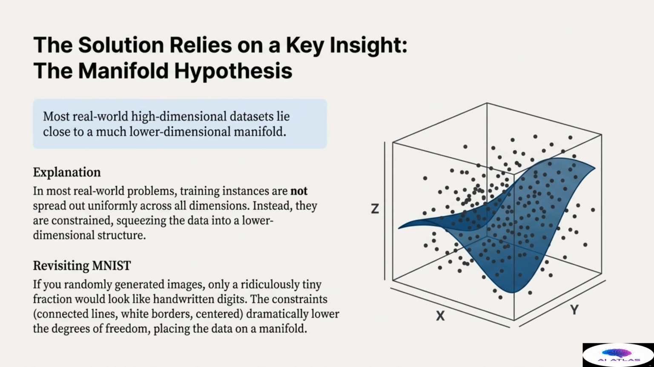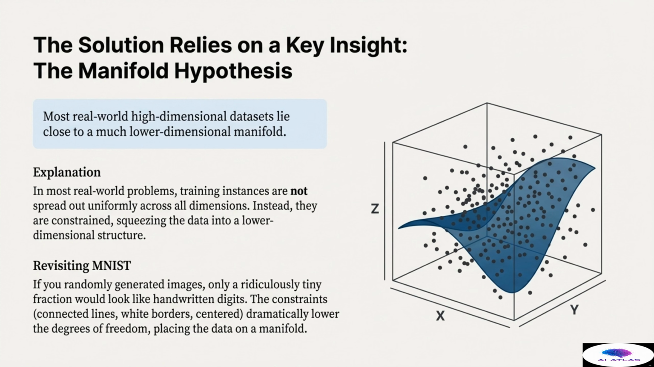Fortunately, the curse of dimensionality has a fundamental flaw we can exploit, and that is the manifold hypothesis. This key insight is what makes dimensionality reduction possible in the real world. The hypothesis states that most real-world high-dimensional datasets do not actually fill up the entire potential space. Instead, they lie close to a much lower dimensional structure known as a manifold.